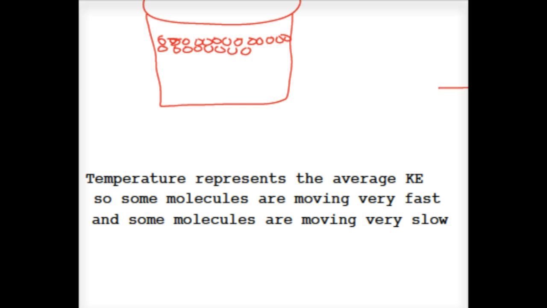We have to remember that temperature represents the average kinetic energy. So some of the molecules are moving very fast and some of the molecules are moving very slow. So this ends up being a range of temperatures.